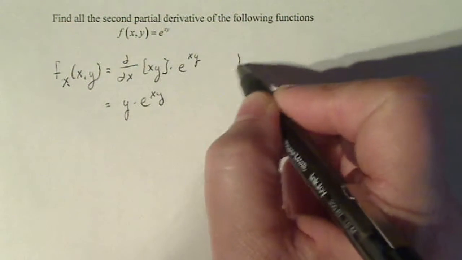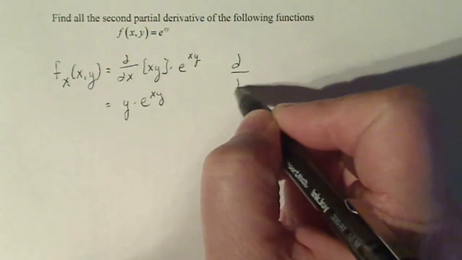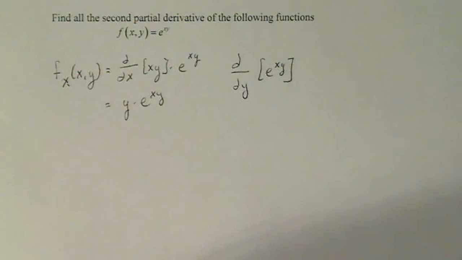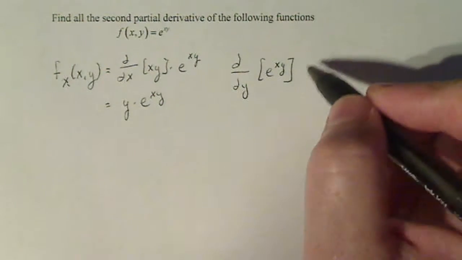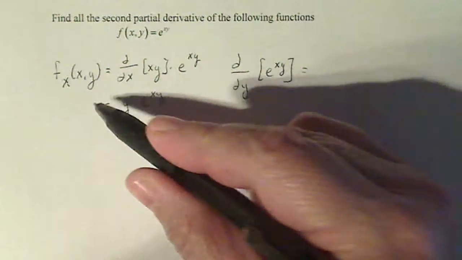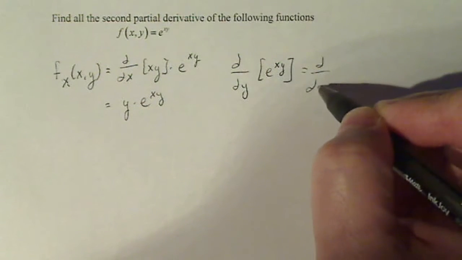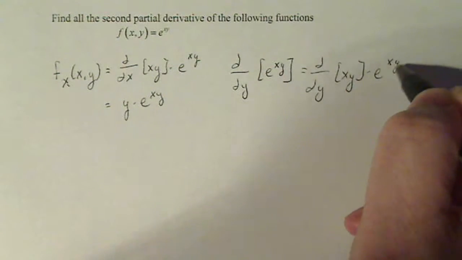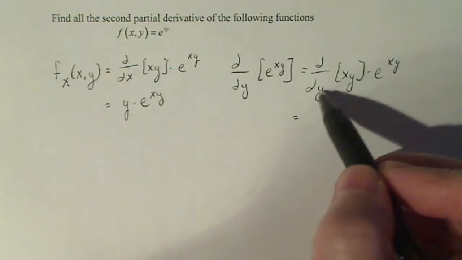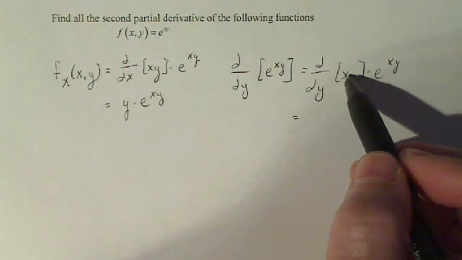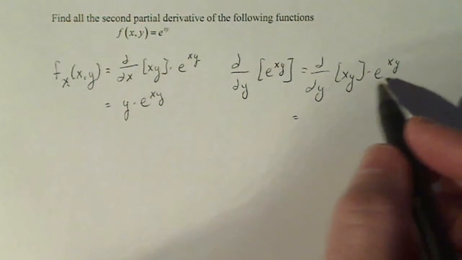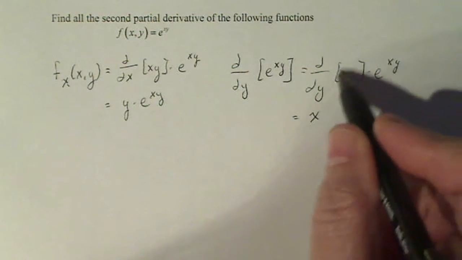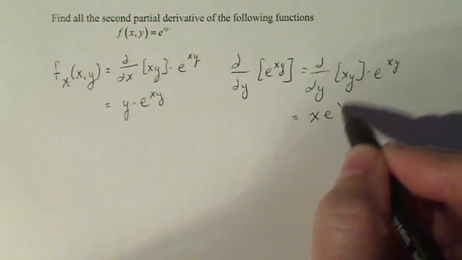Now I'm going to do the partial with respect to y of e to the xy. So again, if I use the same method as before, I take the partial with respect to y of xy, the power, times the original exponential function. Again, this is with respect to y, so x is a constant. So I take the derivative of a constant times a variable. I use a power rule on the variable, so it's just going to be x, derivative of that with respect to y, e to the xy.